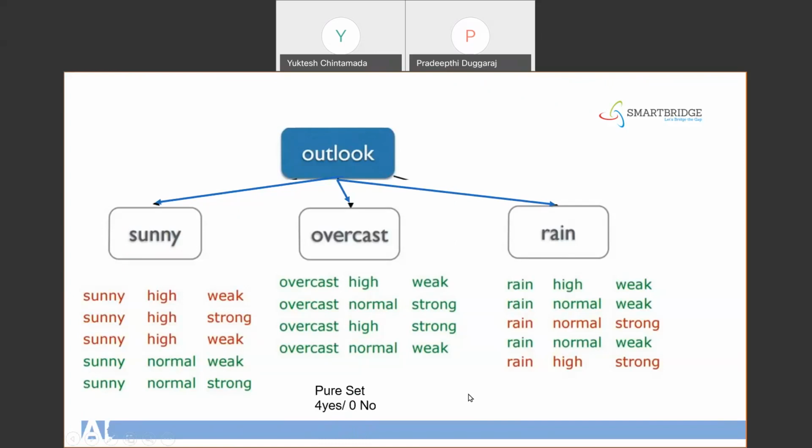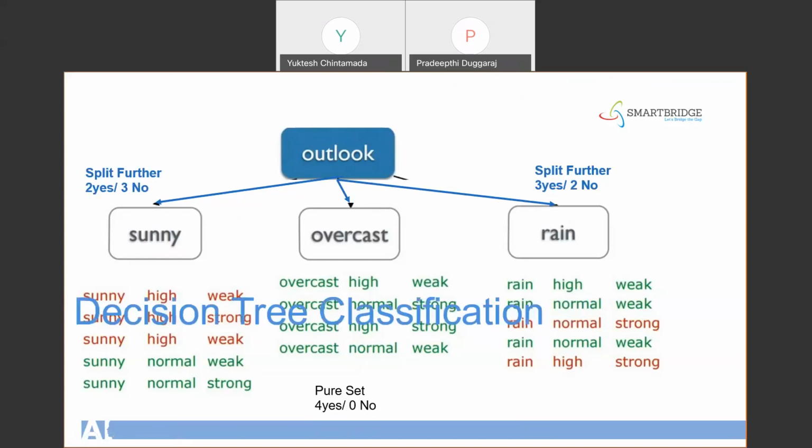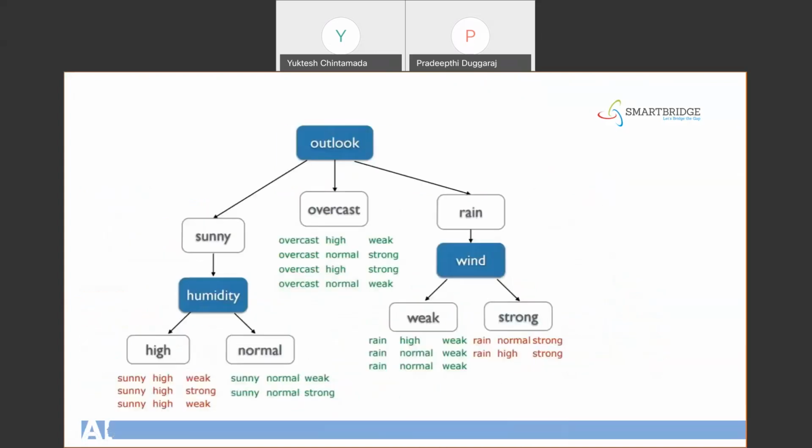I told you this is a pure set, and this is an impure set, so that's the reason you have to split further. Once the data set is split further, in humidity you have the high category as well as the normal category. In the wind, you have the weak category as well as the strong category. Now, can you say that all these are pure sets?